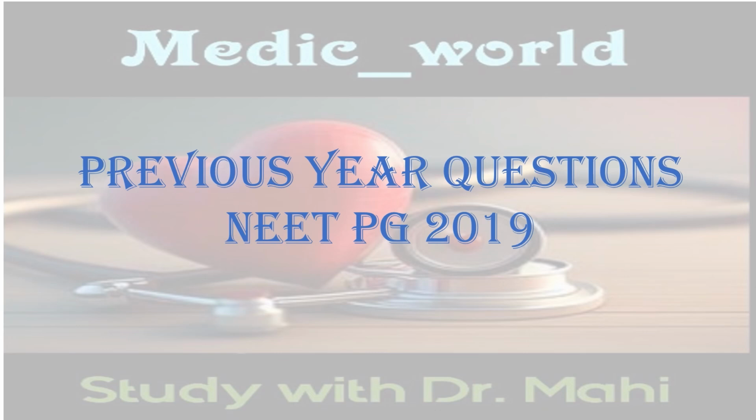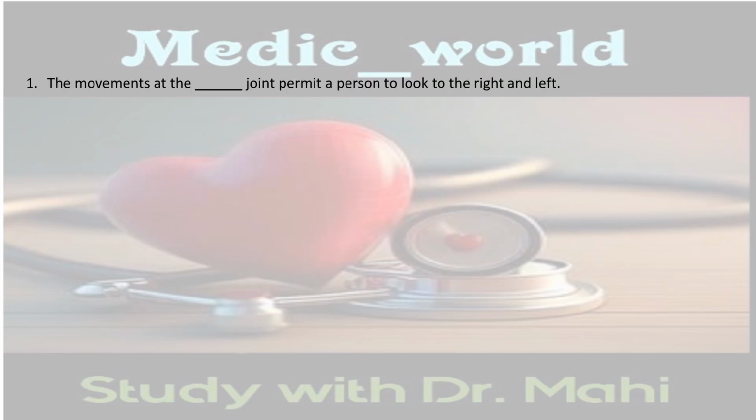Today we are going to discuss the previous year questions of NEET PG 2019 of the subject Anatomy. So let's start with our first question: the movements at the dash joint permit a person to look to the right or left, meaning the no movement.